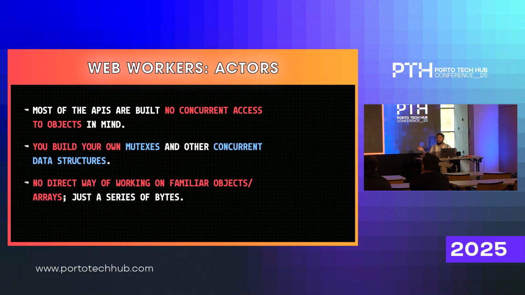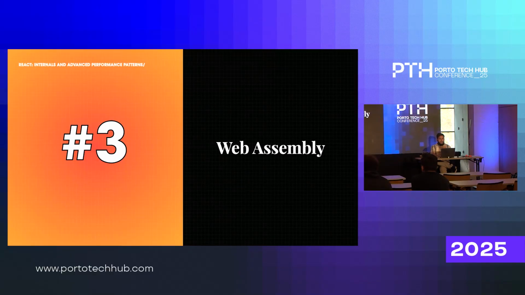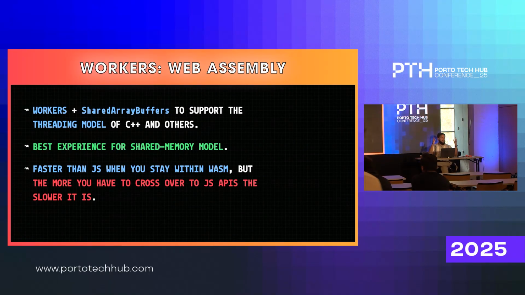However, we are talking about JavaScript, we're talking about browsers. And the world of web and browsers was not built thinking about concurrent access to objects. So most of the time, you end up having to build your own data structures to handle this kind of thing, like mutexes and these other things we also learn in operating systems class. Also, you're handling a series of bytes, so you're not handling your familiar objects and arrays and stuff. Then we have WASM, which is also amazing. It's kind of like if you mixed workers with shared array buffers and you got the threading model of something like C++ or similar.